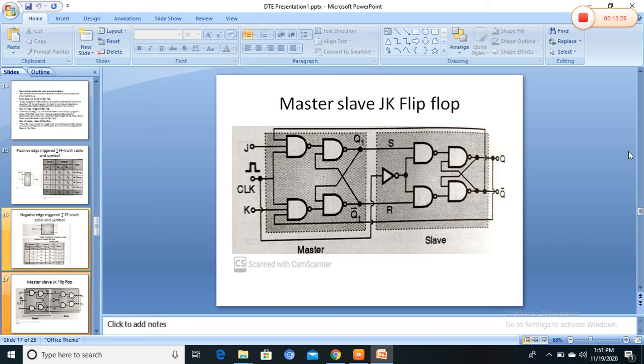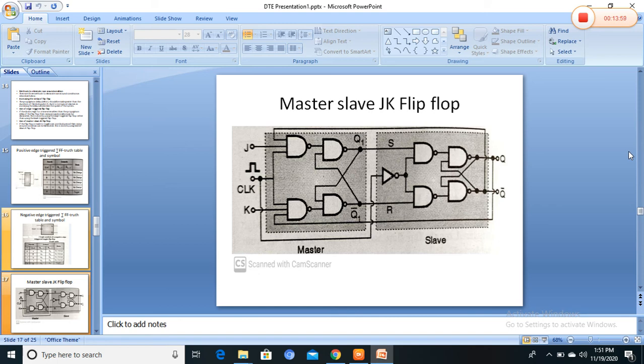And here is the same explanation, the same conditions. How do we avoid the toggling condition with the master slave? First condition: when J is equal to 0 and K is equal to 0, the outputs Qn and Qn bar have no change. When J is equal to 0 and K is equal to 1, the outputs are 0 and 1, that is a reset condition. When J is equal to 1 and K is equal to 0, the outputs are 1 and 0, that is a set condition.